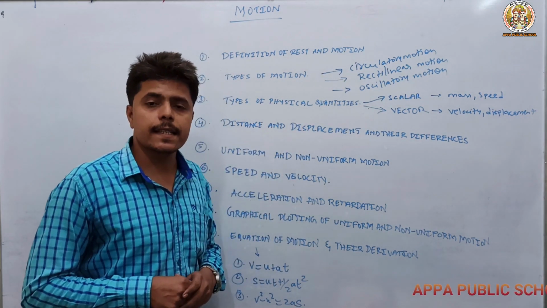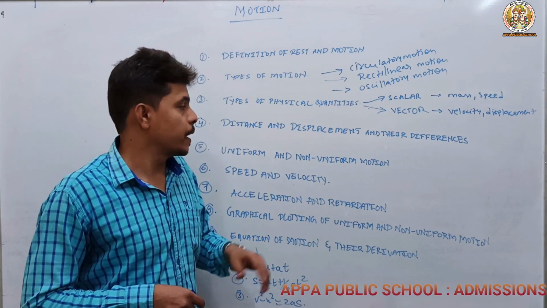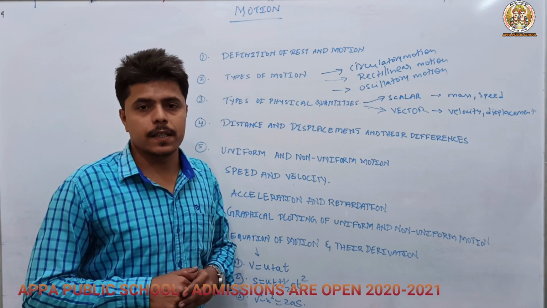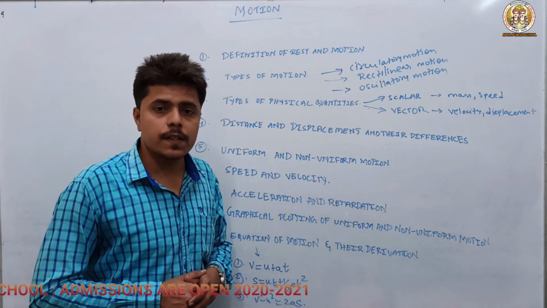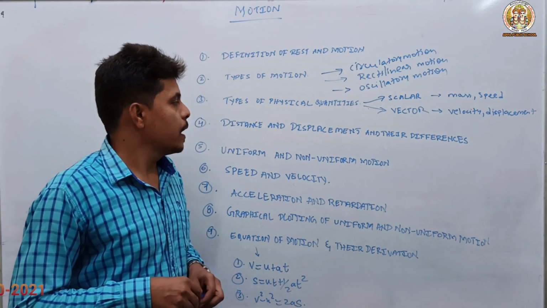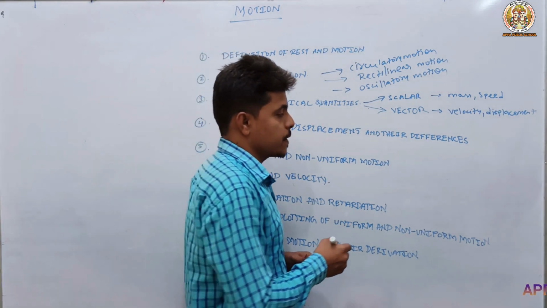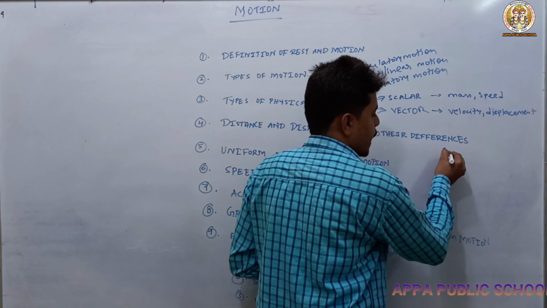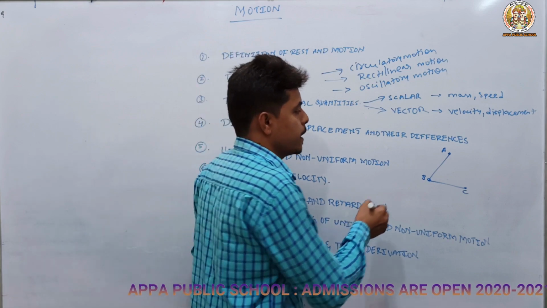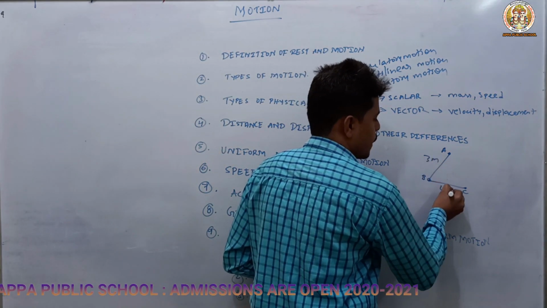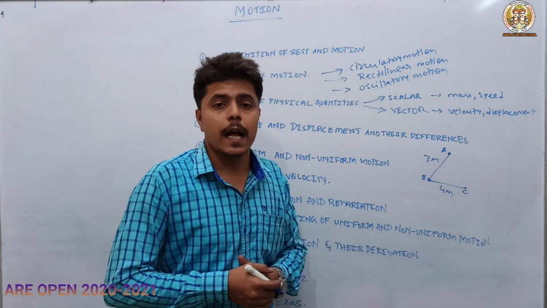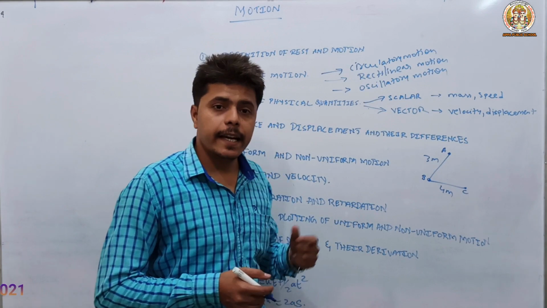Next we come across distance and displacement. What is distance? What is displacement? Distance means the actual path traveled by a body, and displacement means the shortest distance between the initial and final point. For example, a person started from A, went to B and ended at C. Assume A to B is 3 meter and B to C is 4 meter.